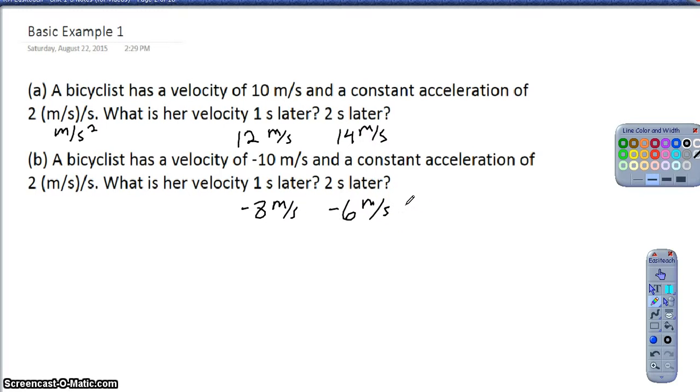So hopefully this example was pretty easy. I don't think you guys would have had any trouble, but like I said, I did want to emphasize the big thing here, the fact that the acceleration represents my change in velocity with respect to time.